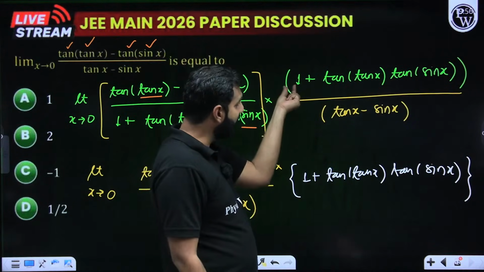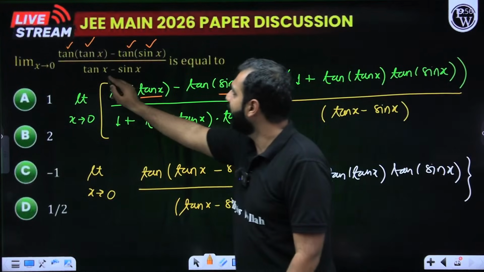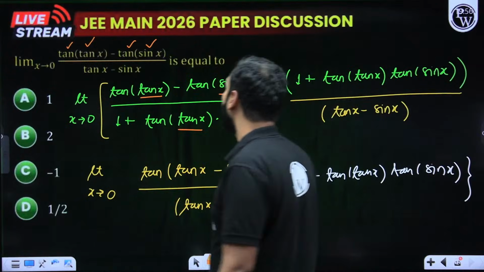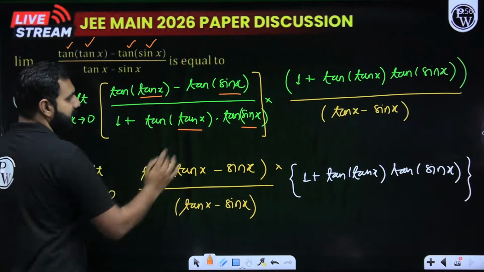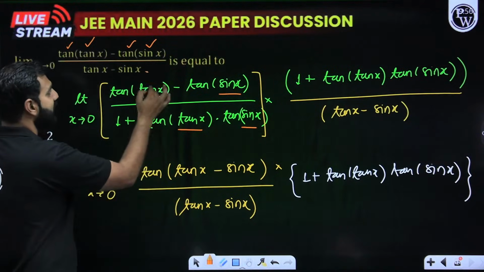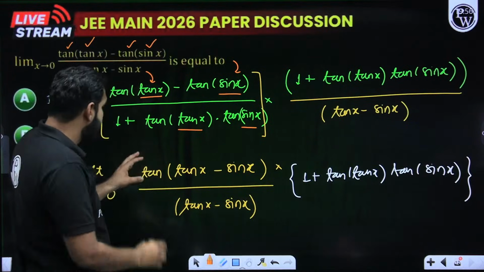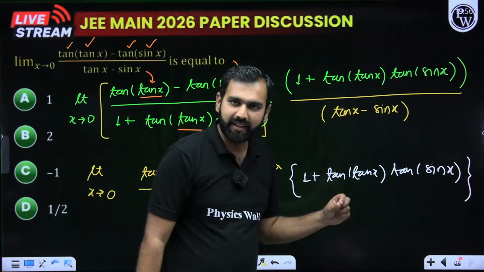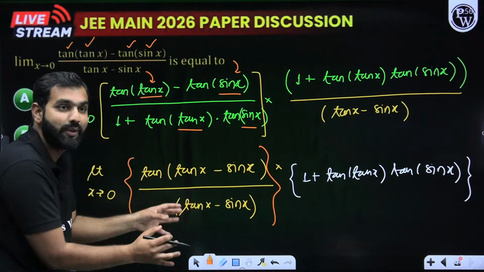So I'm introducing another factor, 1 plus tan a tan b here. And of course, it did have a denominator tan x minus sin x, which I have introduced here. Why did we do it? Now look at this part. tan a minus tan b upon 1 plus tan a tan b is tan of a minus b. What is a? tan x. What is b? sin x. So tan of a minus b will be tan of x minus sin x. We already have tan x minus sin x here. So I club this data here. I hope you all are realizing why we did that.